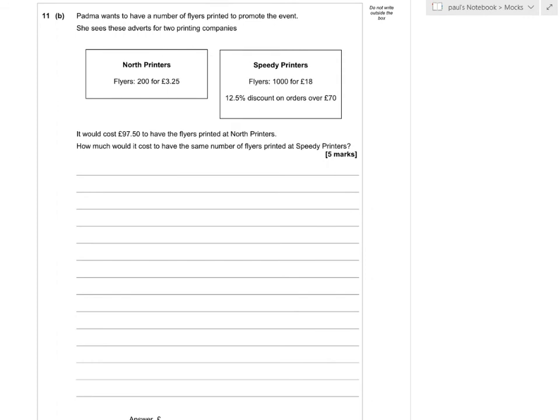Right, Padma wants to have a number of flyers printed to promote the event. So she's going to have a choice, isn't she? She always is. She can go to North Printers and get 200 for £3.25, or Speedy Printers and get 1,000 for 18 quid, and they get 12.5% discount on orders over 70. Right, it would cost £97.50 to have the flyers printed at North Printers. How much would it cost to have the same number at Speedy? So if we do £97.50 and divide it by 3.25, that will tell us how many lots of 200 we get, I suppose.